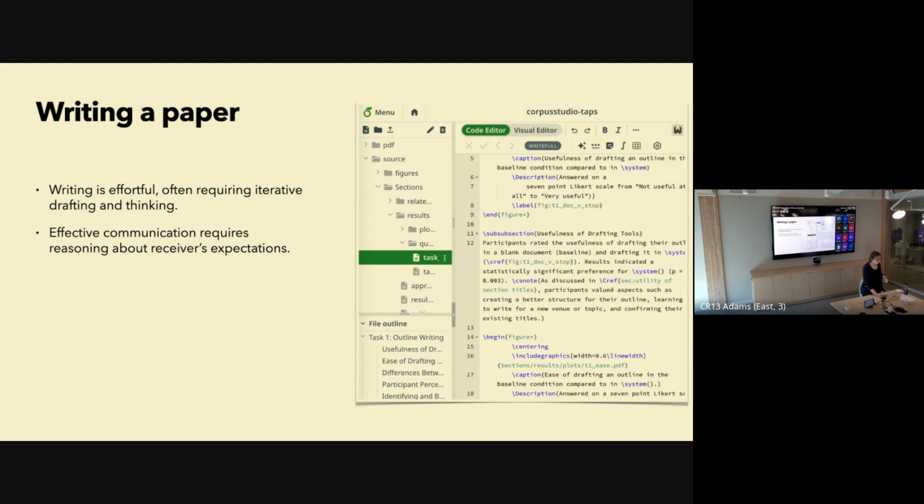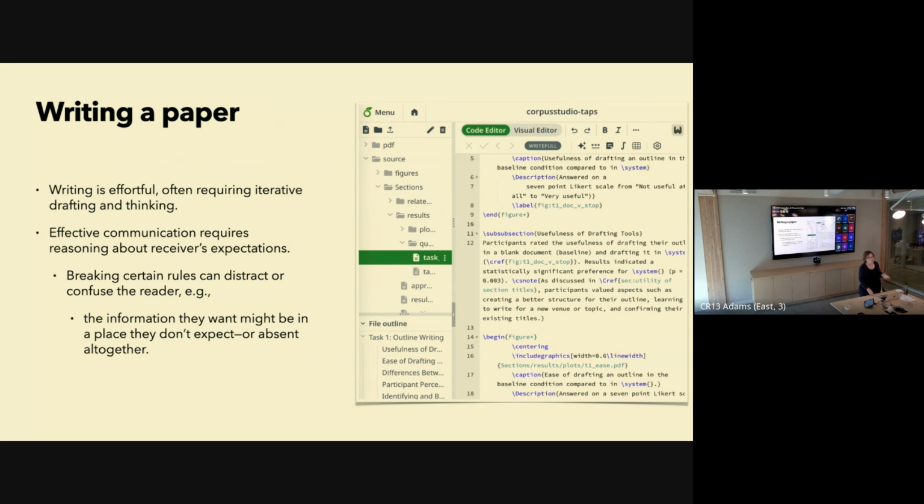And so effective communication often requires reasoning about the receiver's expectations, right? So for example, there are rules, and if you violate them, you can distract or confuse the reader. There might be information that they're interested in that you happen to put in the wrong place, so they can't find it, or it's not there at all, right? There's this adage: know the rules so you can break them effectively.